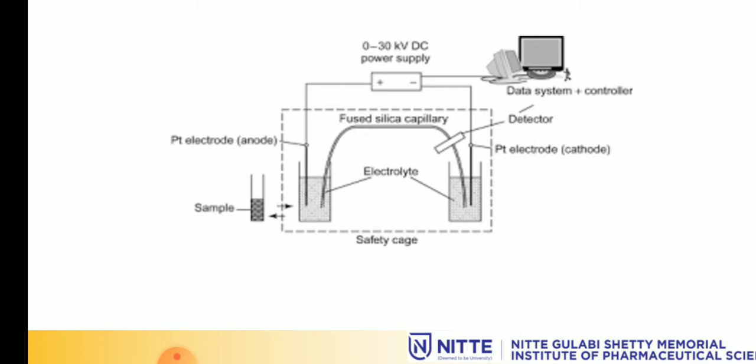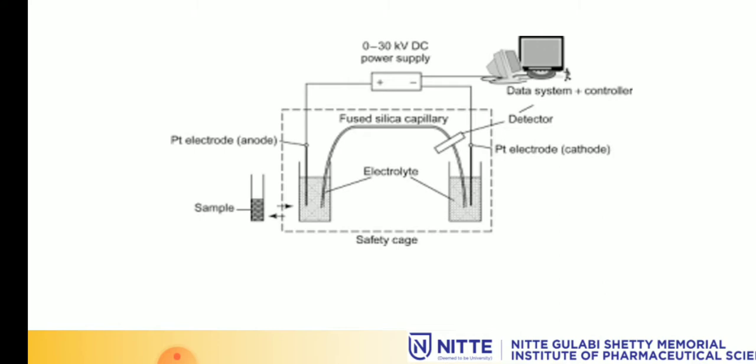When you apply the potential difference between these, the respective cations and anions will move towards the opposite electrode based on their difference in charges. If it is positively charged, it will move toward the negatively charged electrode, that is the cathode. And if it is negatively charged, it will move towards the anode.